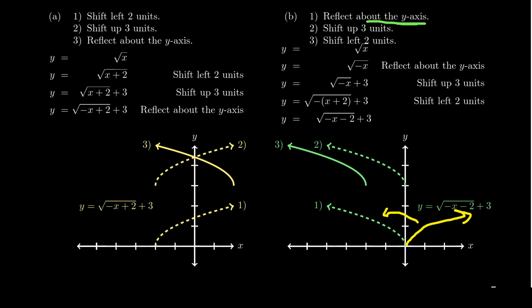And like we said, that replaces the x with a negative x. Then we're going to shift things up by 3. So you're just going to add 3 to the function you had before, which gives us this picture right here. Then we're going to go from step 1 to step 2.